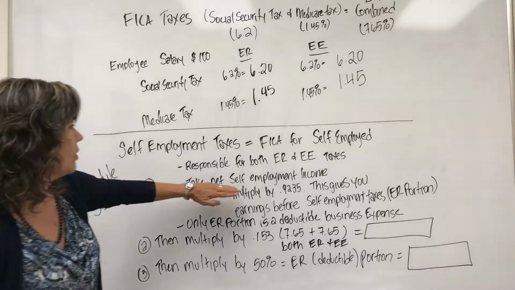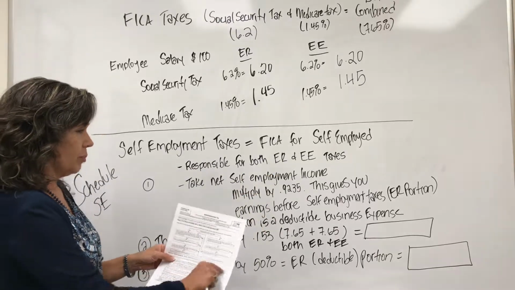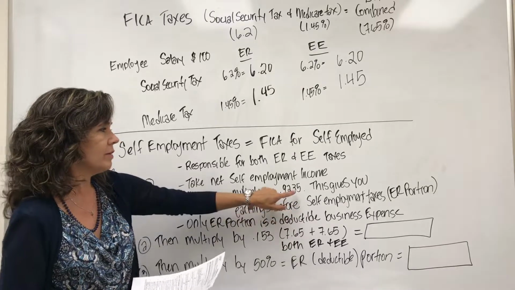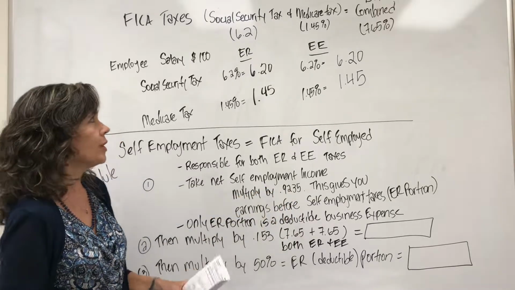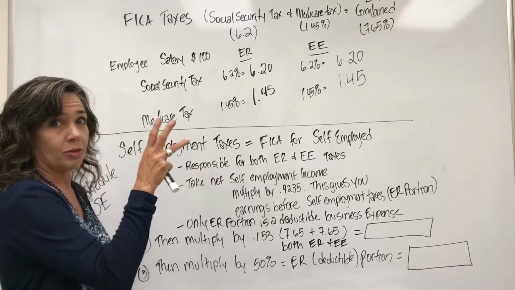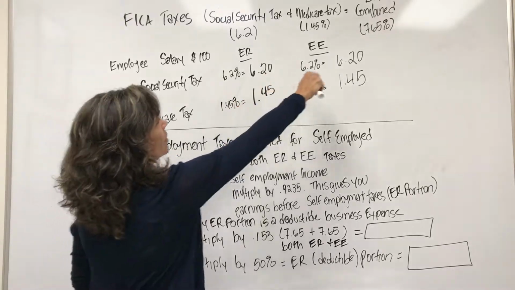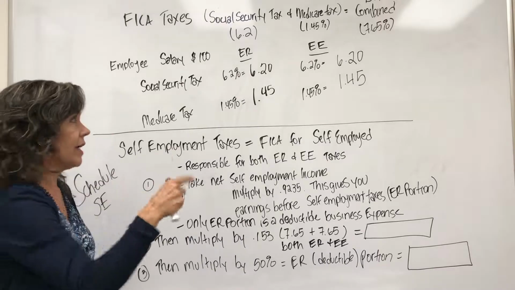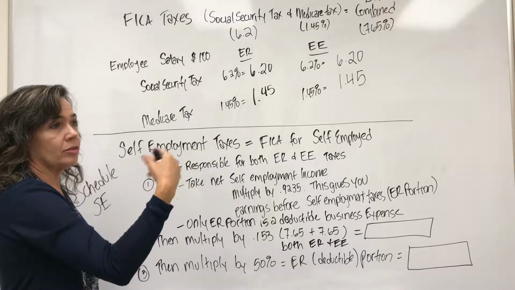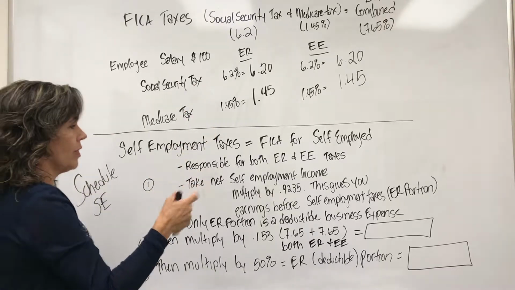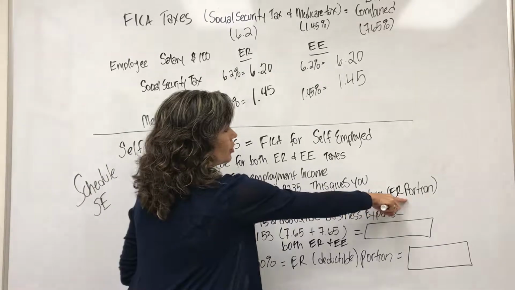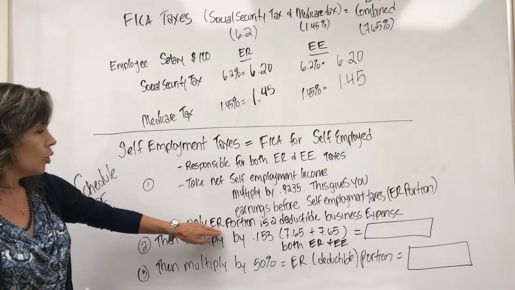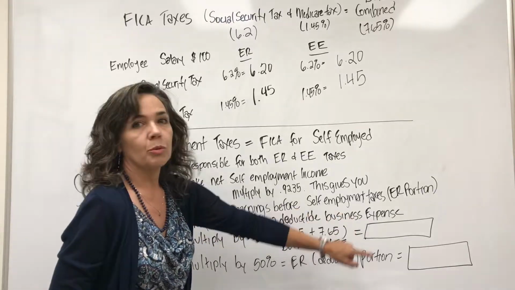Okay, so you take your net self-employment income, you put it in there, and then you multiply it by 0.9235. If that looks familiar, it's 100% less the 7.65%. That's where they're getting that, and it's grossing it up, so it's telling you what your income is without the employer portion of the taxes. Okay. Because only the employer portion is a deductible business expense.